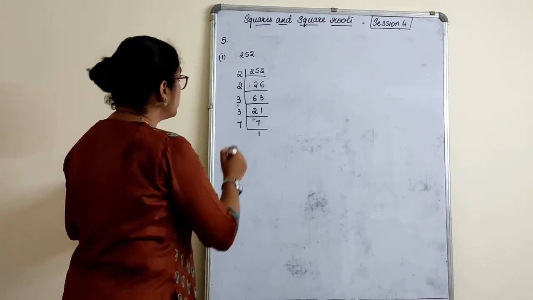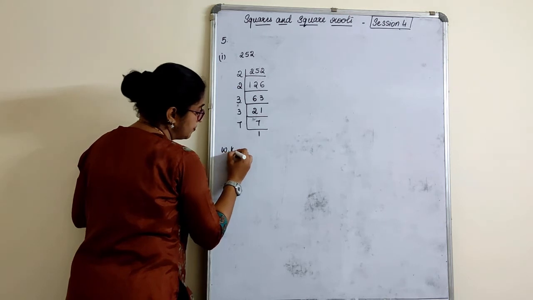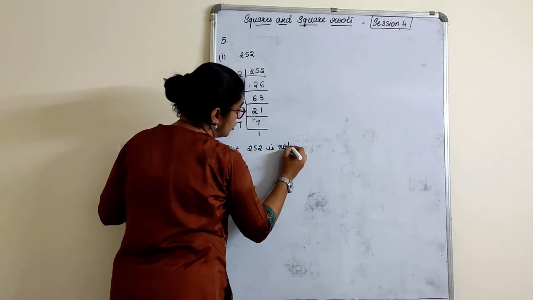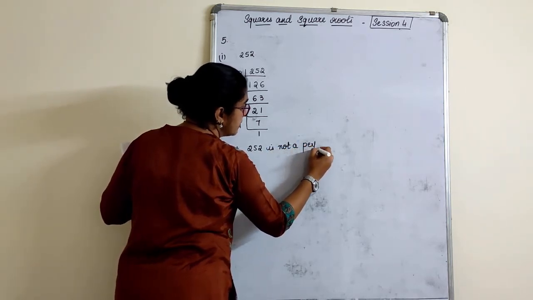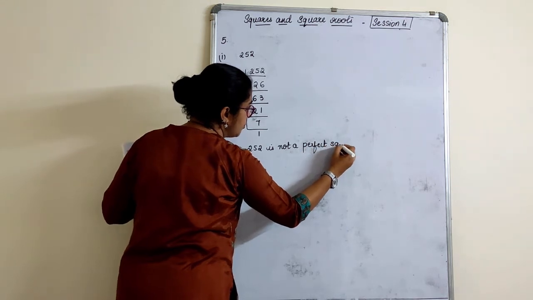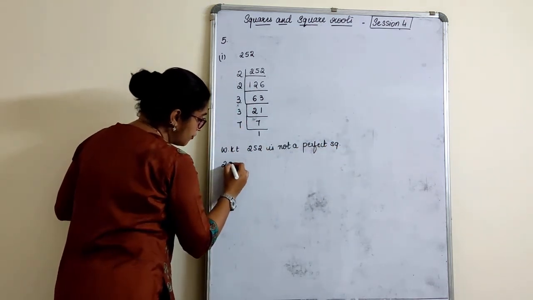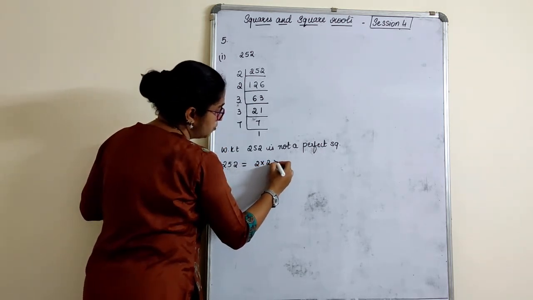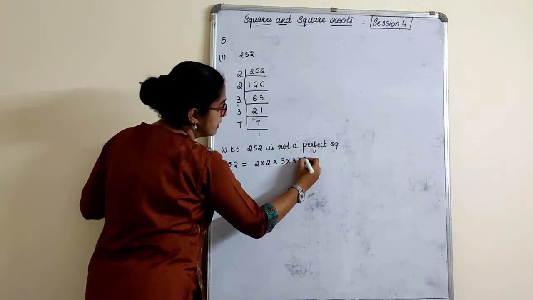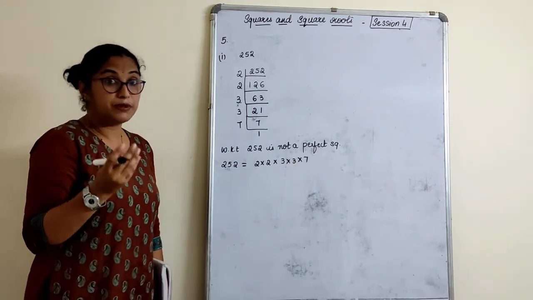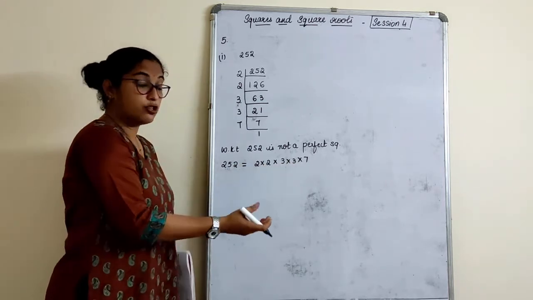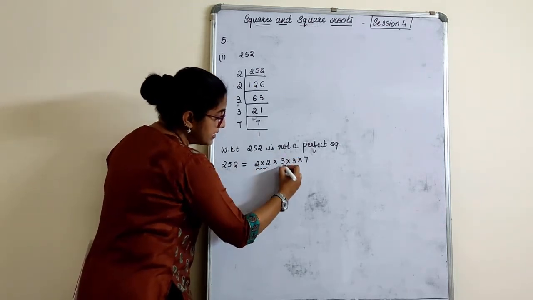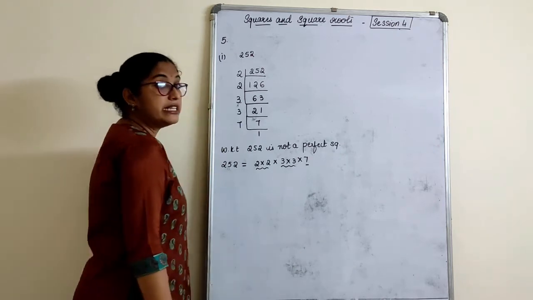So now what we will do here is, we know that 252 is not a perfect square. These are a few steps you have to write, okay? Write down the factors of 252 that you have got. 252 is equal to 2 into 2, 3 into 3, into 7. Suppose this was a perfect square, then we would have equal pairs of 2, 3 as well as 7. Now here when you see, 2 has a pair, 3 has a pair, 7 is left alone.